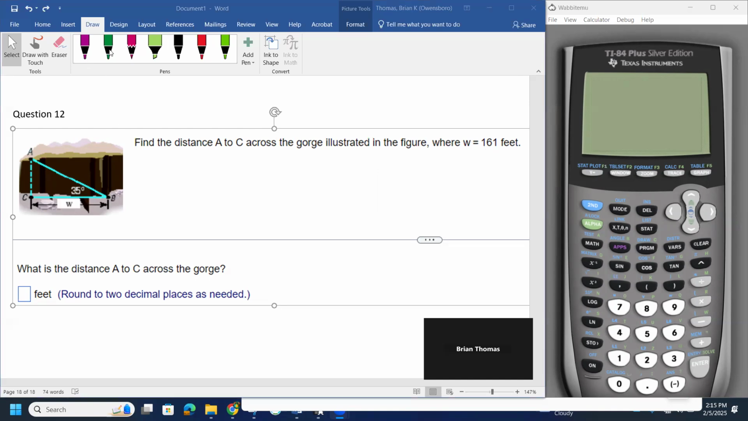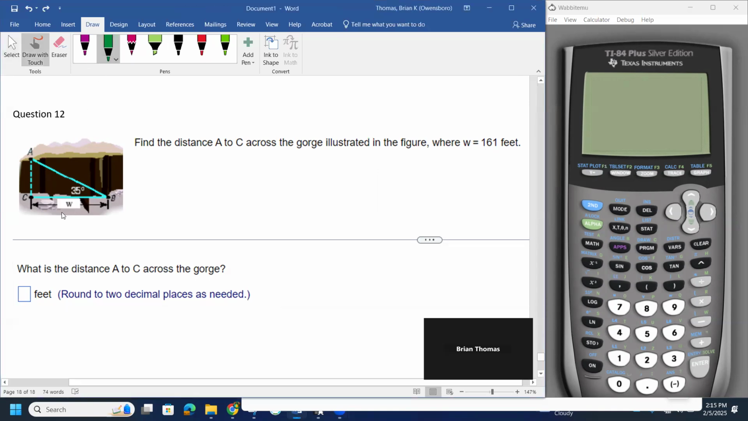Notice that that distance is measurable. I could measure that distance because I could walk it. I could use some type of tool to measure it. So that's 161 feet. But notice that A to C is across the gorge. We don't know what that distance is. It's across the gorge, so I really can't walk that distance.